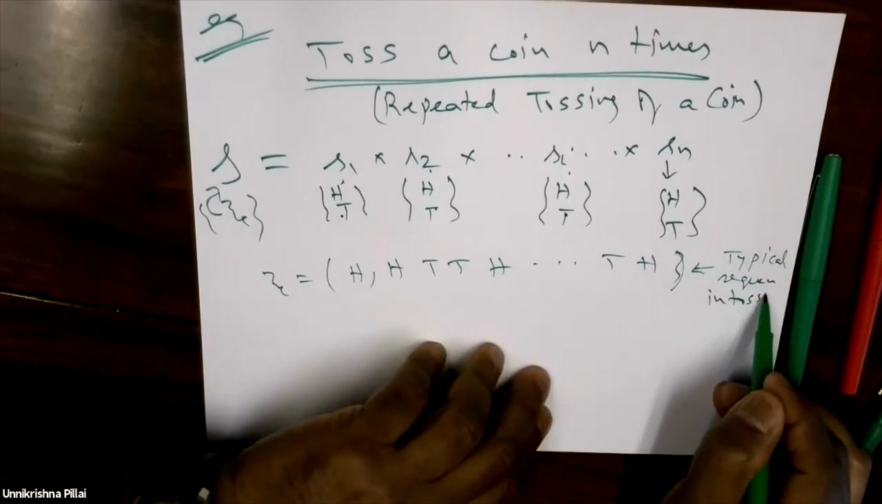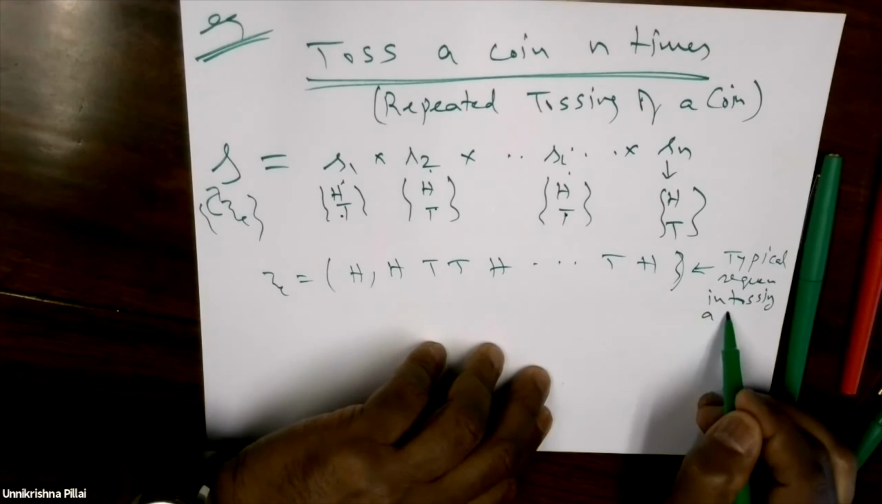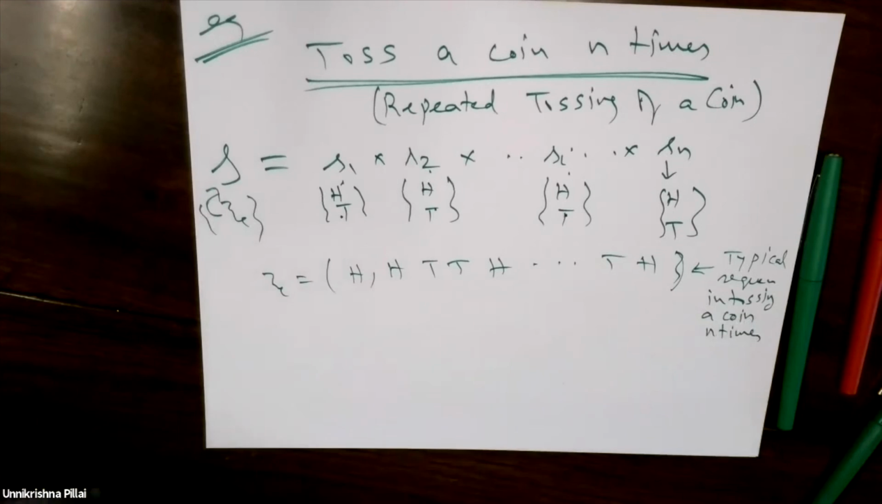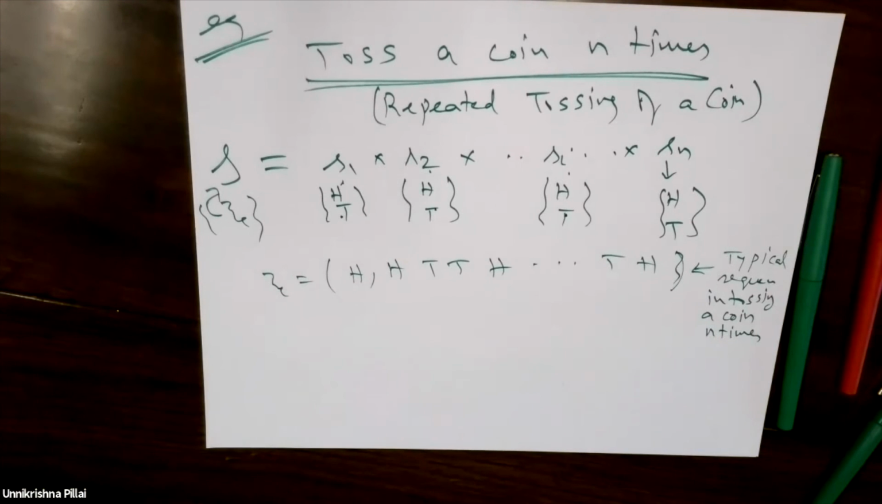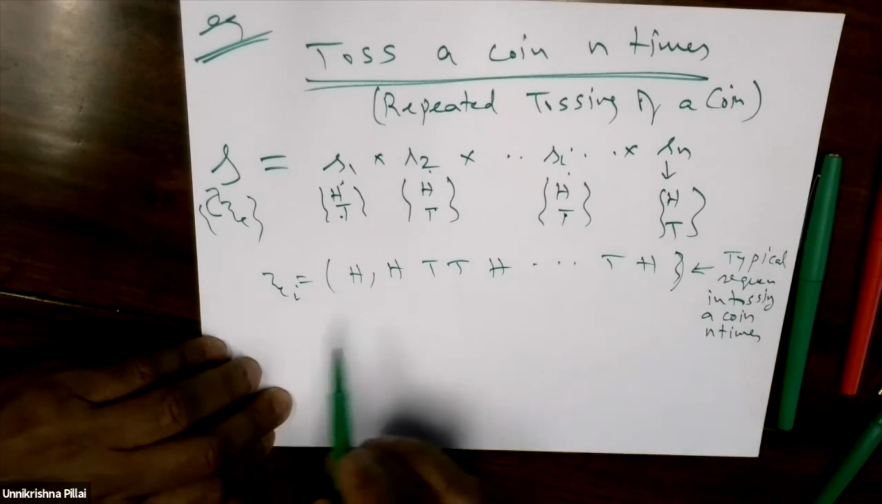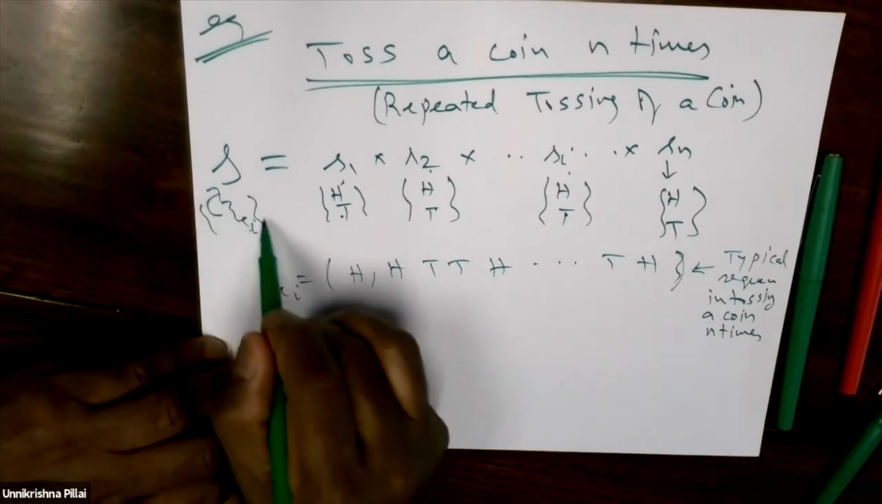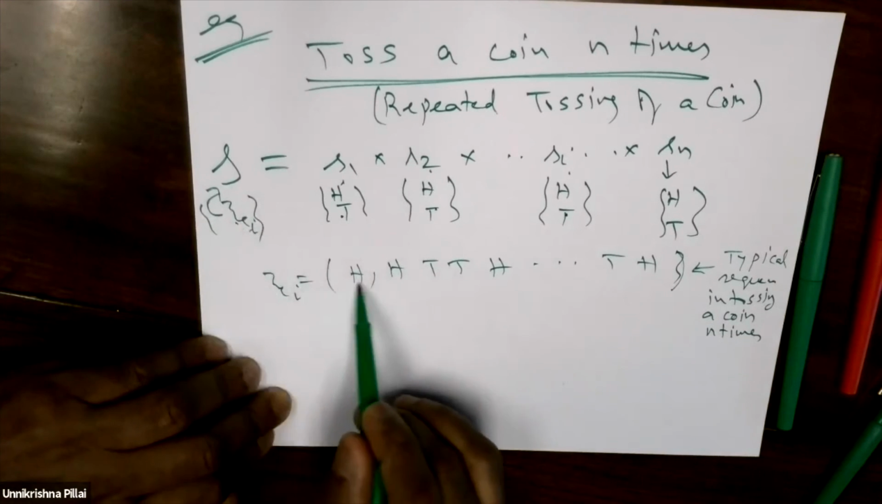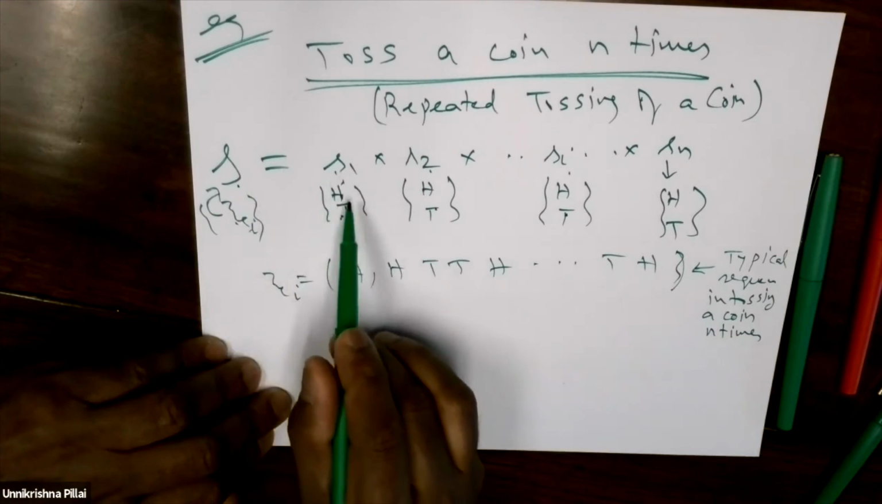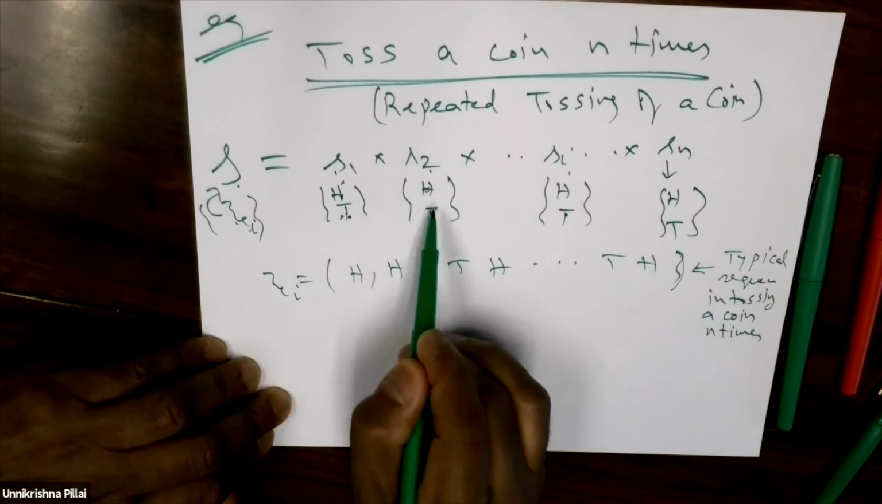When you toss a coin n times, so I'm going to write I, because you have several sequences like this. Remember, there is a sample space here. Each entry will look like this here. Each entry here is only very simple: head or tail.